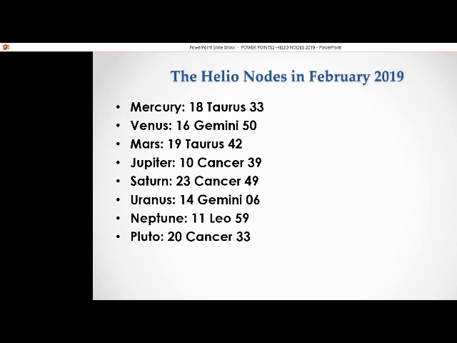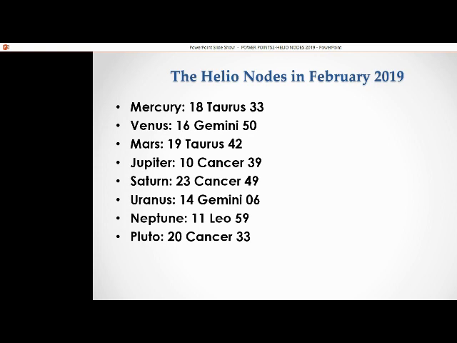Here are the helio nodes today as I'm speaking. Mercury, 18 Taurus 33, and you will notice it is in the same place as Mars, 19 Taurus 42. Venus is at 16 Gemini 50. Jupiter, 10 Cancer 39. Saturn, 23 Cancer 49. Uranus, 14 Gemini 06. Neptune, 11 Leo 59. And Pluto, 20 Cancer 33.